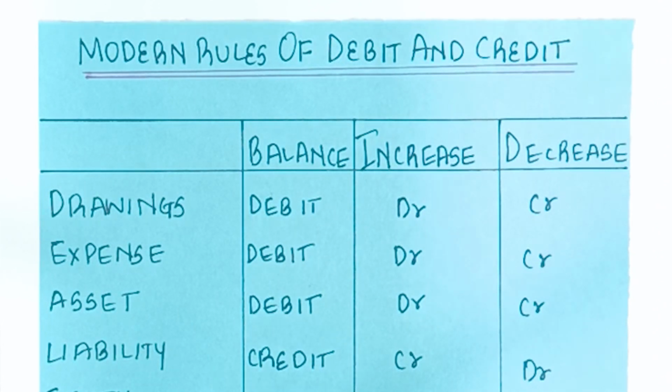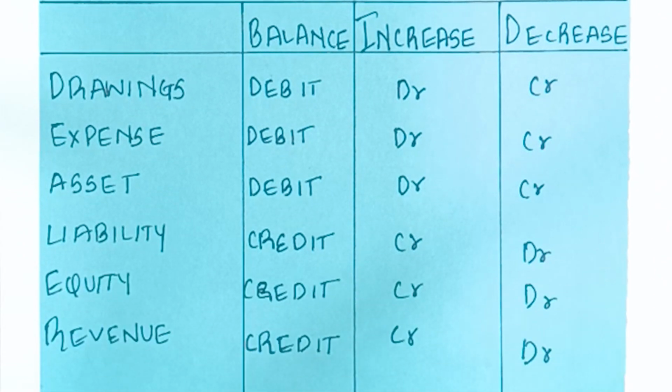Now students, there are two things that you should know so that you can solve trial balance very easily and very quickly. The first one is the modern rules of debit and credit. You all should know this, so let's go through them. As you can see, we have drawings, expenses, asset, liability, equity and revenue.